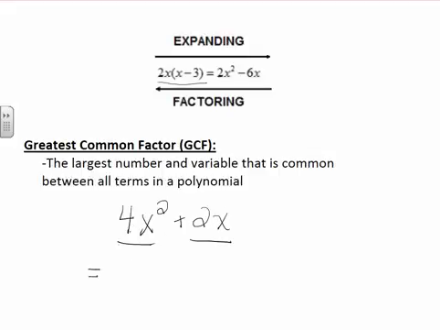My number for my greatest common factor would be 2, because that's the biggest number that 4 and 2 can both be divided by. My greatest common factor in the variable part would be just x, because they both have at least one x. We can't pick x squared because the second term does not have an x squared that we can take out. As a result, the greatest common factor of this polynomial would be 2x. Again, greatest common factors are helpful when moving from the expanded to the factored form.